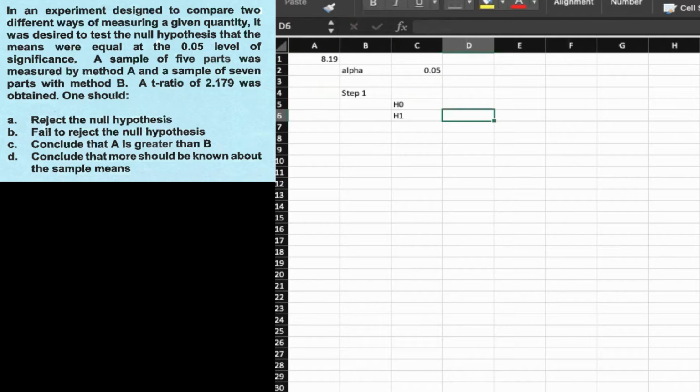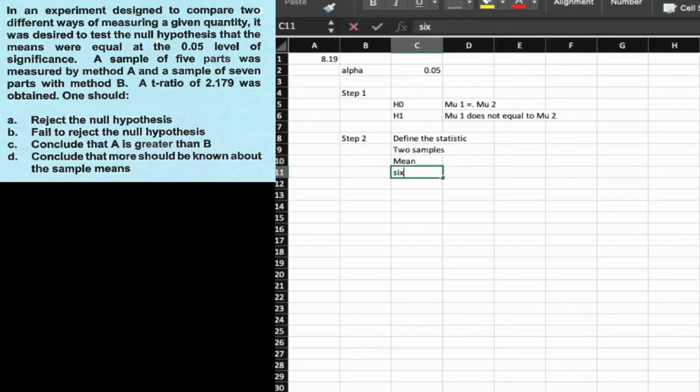So for the means, we say mu1 does not equal mu2 for the alternative, and mu1 equals mu2 for the null. Step 2, define the statistic. So we have to look at the sample size. We know these two samples, mean and sample size.